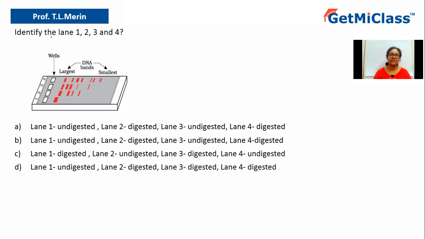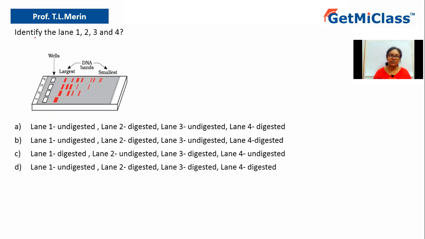So let's solve this question, which is to identify lanes 1, 2, 3 and 4. They have given a gel electrophoresis picture and asked about the options. Option A: lane 1 undigested, lane 2 digested, lane 3 undigested, lane 4 digested. Option B: lane 1 undigested, lane 2 digested, lane 3 undigested, lane 4 digested. Option C: lane 1 digested, lane 2 undigested, lane 3 digested, lane 4 undigested. And option D: lane 1 undigested, lane 2 digested, lane 3 digested, lane 4 digested.